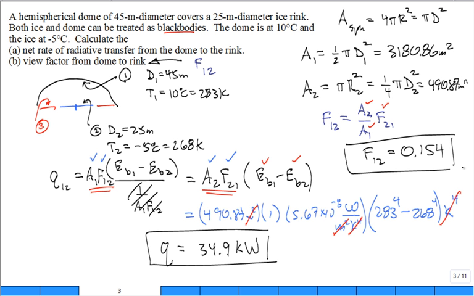Does that seem low or high or what? Seems pretty low, doesn't it? Seems pretty low.